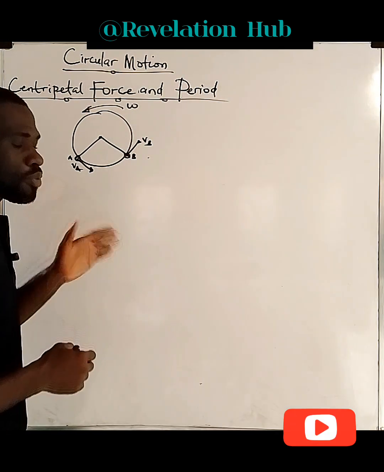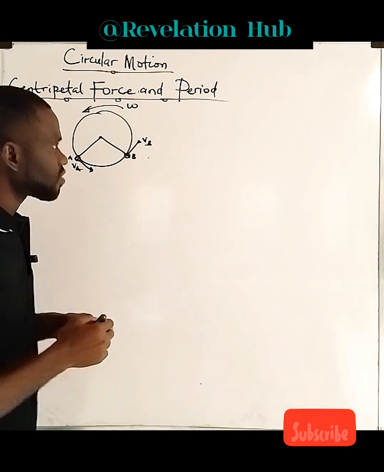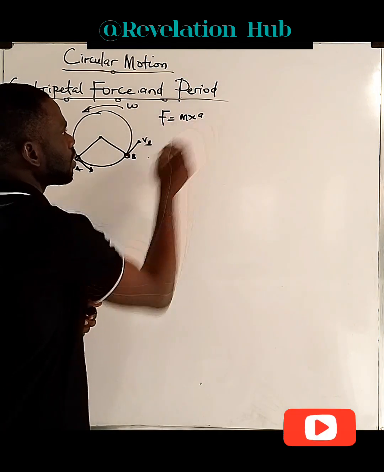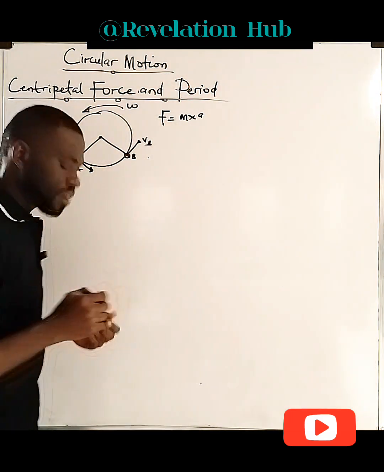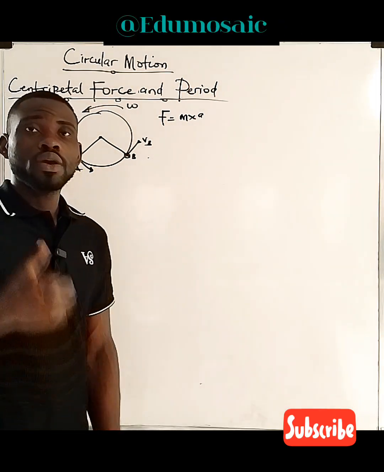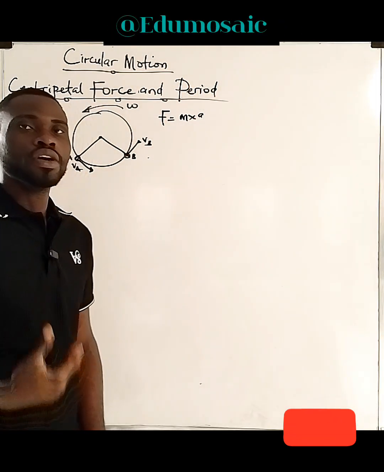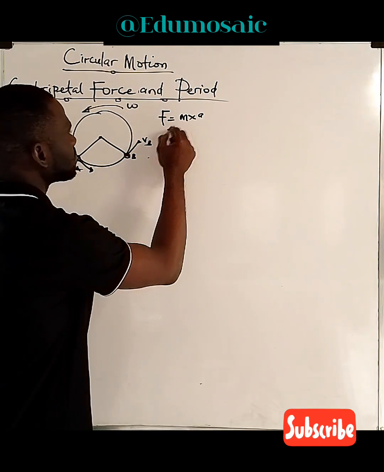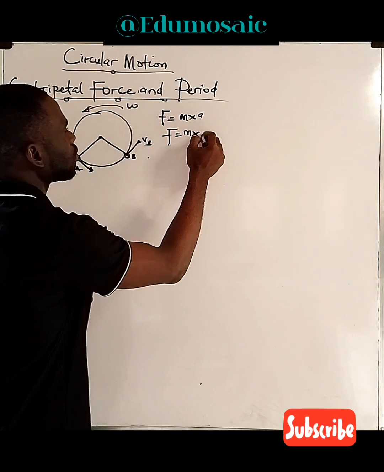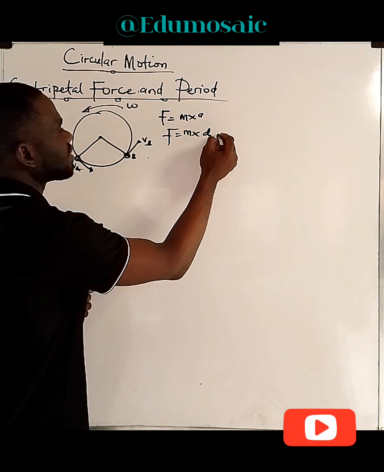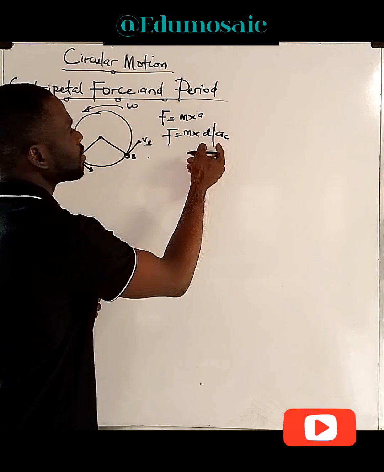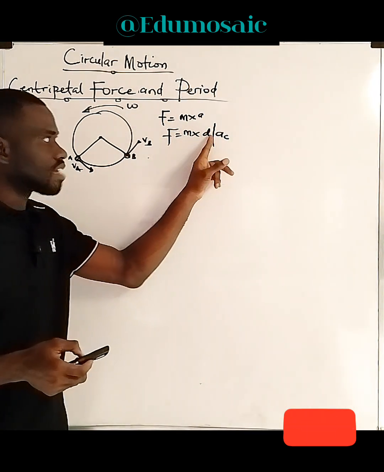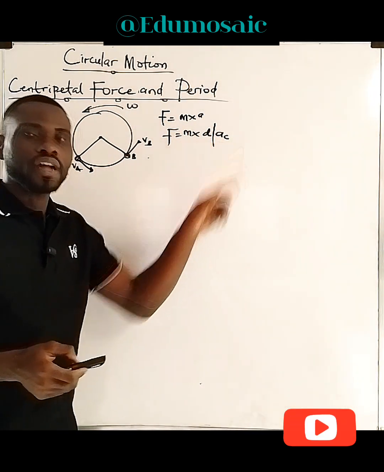So when we talk about centripetal force, don't forget what force is. Force is simply mass times acceleration. But this time around, we're not talking about just ordinary acceleration. We're not talking about linear acceleration. We're talking about angular acceleration, or I can call it centripetal acceleration. So centripetal force is simply mass times angular acceleration. You can write it like this, or we can write it as centripetal acceleration. It's the same thing. Mass times angular acceleration, or mass times centripetal acceleration.